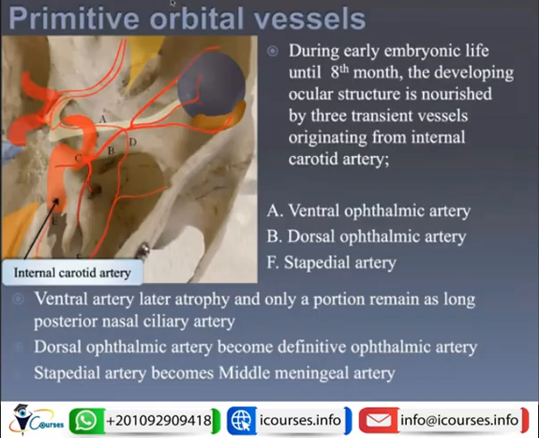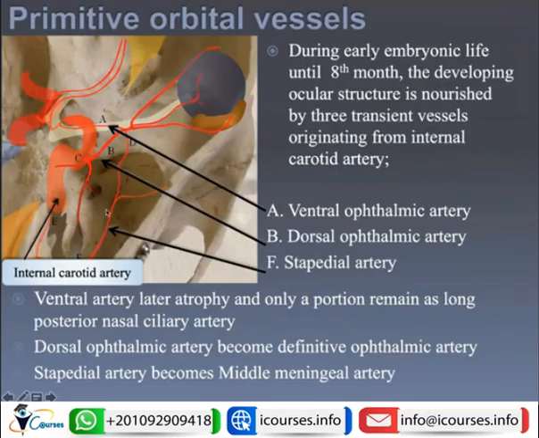Let's have an idea about the primary orbital vessels. While this is the eye and this is the optic nerve, what are the blood vessels that were supplying the orbit during the embryonic life? In the first 8 months of gestation, the orbit and the ocular structures are supplied by three main arteries. Here we have A, the ventral ophthalmic artery, and B is the dorsal ophthalmic artery, and finally the stapedial artery. This is the stapedial artery, but these undergo some changes.